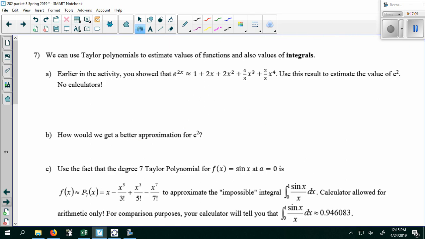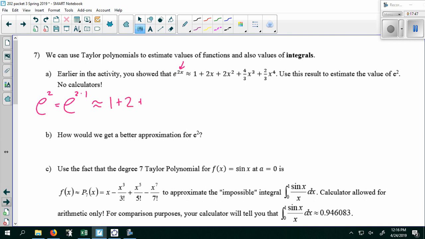We can use Taylor polynomials to estimate values of functions and also to estimate integrals. So earlier, just now, we approximated e to the 2x with a 4th degree Taylor polynomial. I'm going to use this to estimate e squared. So e squared is the same thing as e to the 2 times 1, which is the same thing as replacing that x with a 1. So this should be approximately equal to the Taylor polynomial, where I replace each x with a 1.